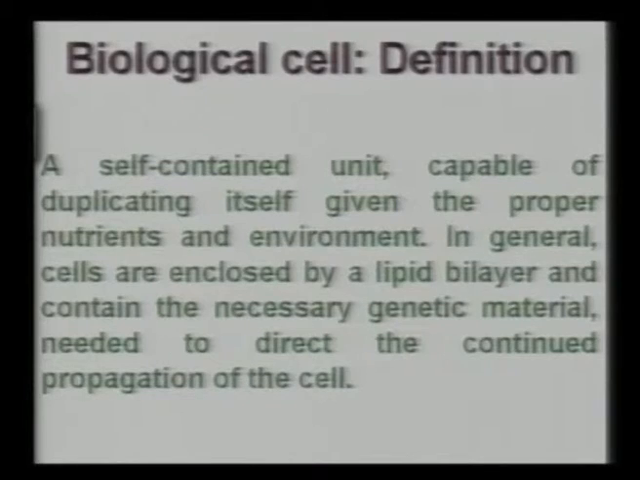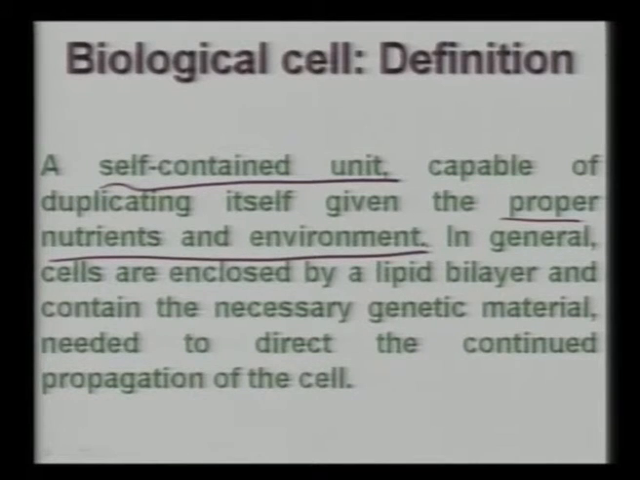Okay, as I said, biological tissues contain self-organized aggregates of multiple cell types and a large number of cells in a particular fashion. Therefore it is important to first understand the properties of cells and what is meant by a biological cell. Now here I am giving you a definition. A biological cell is a self-contained unit which is capable of duplicating itself given the proper nutrients and environment.